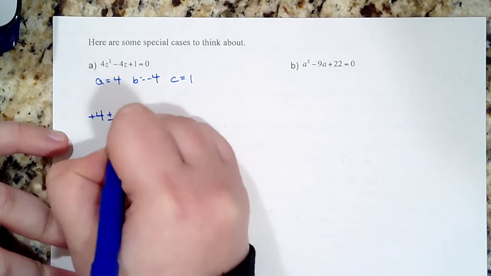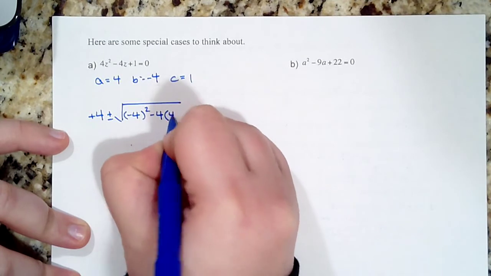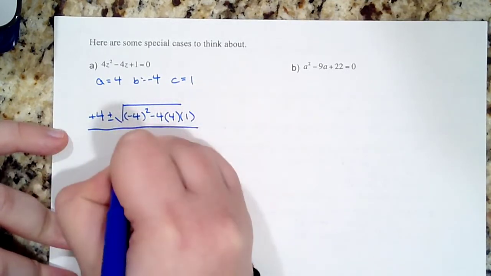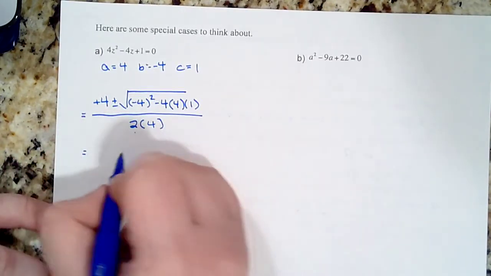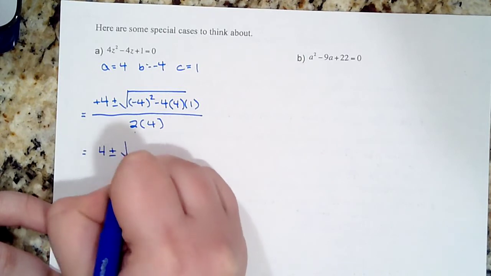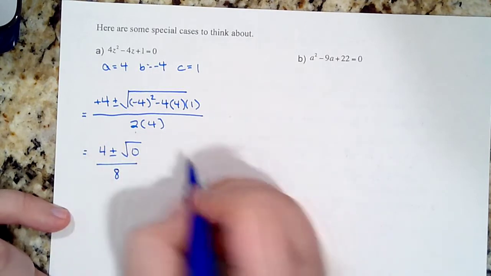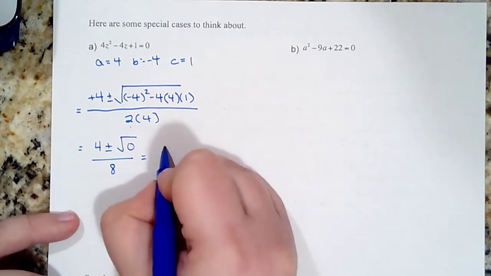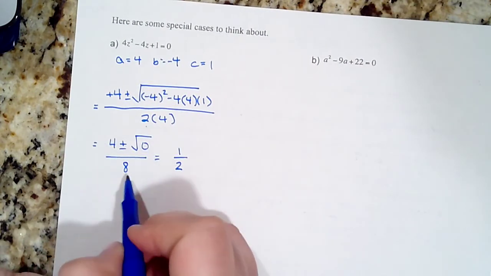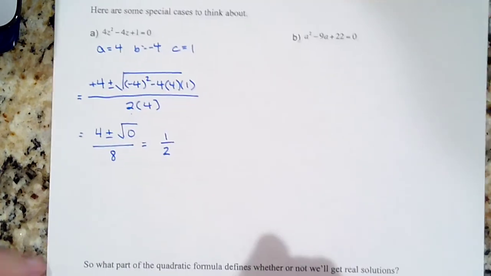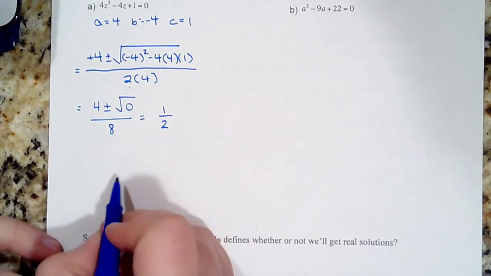Negative b plus or minus the square root of b squared minus 4ac all over 2a. When I simplify this, I get 4 plus or minus the root of 0 all over 8, which then just simplifies out to 1/2. Now, why did I only get one answer here? Well, 4 plus 0 divided by 8 is half, and 4 minus 0 divided by 8 is half.